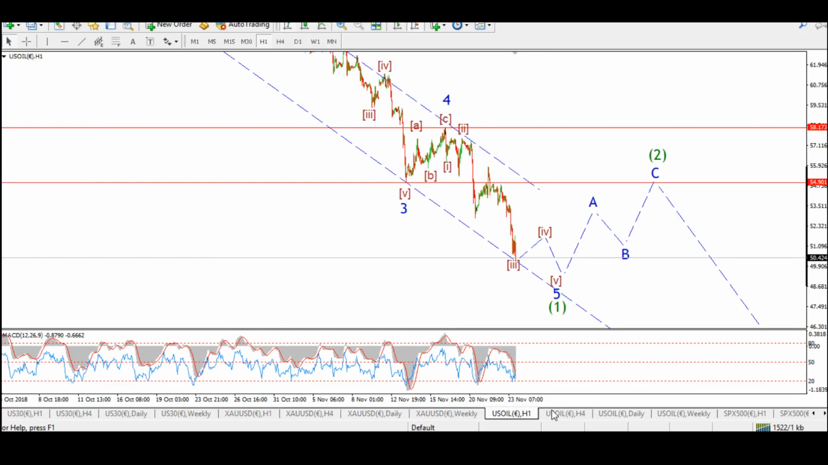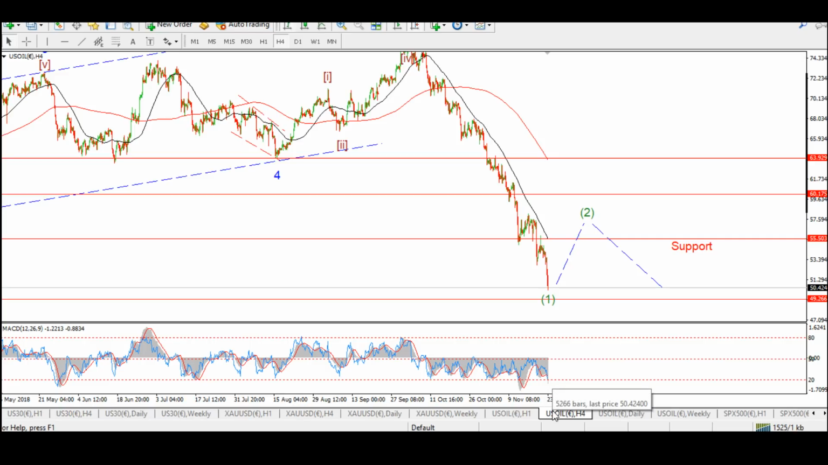Okay, so here is CRUDE. CRUDE has been, well, it's been an awesome decline. I know we've been looking for that. We were looking for that decline, and it happened. The continuation of the decline over the last few days has been a little bit perplexing, let's say.